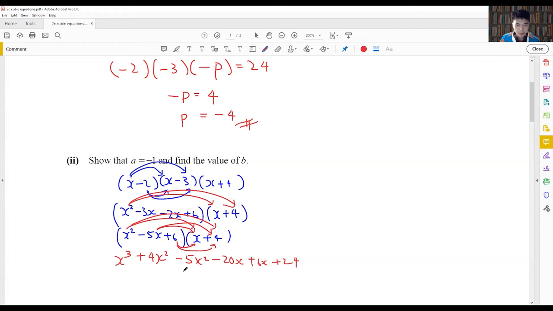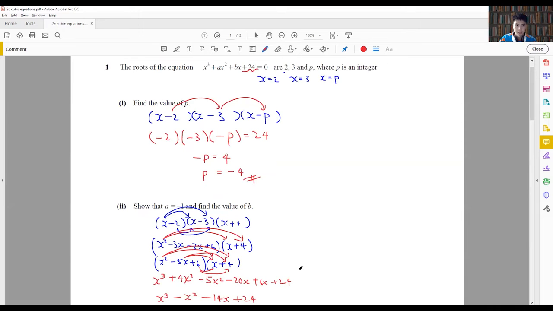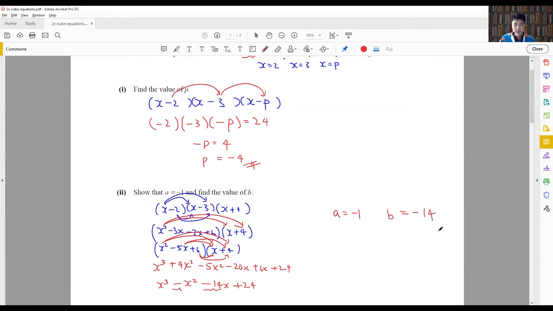And then from here, after you simplify them, we would have gotten x cubed minus x squared minus 14x plus 24. So now that we have this final cubic equation, we can equate that a is the coefficient of x squared, which in this case here is negative 1. b, which is the coefficient of x, in this case here would have been negative 14. Okay, and we will be done with this question here.